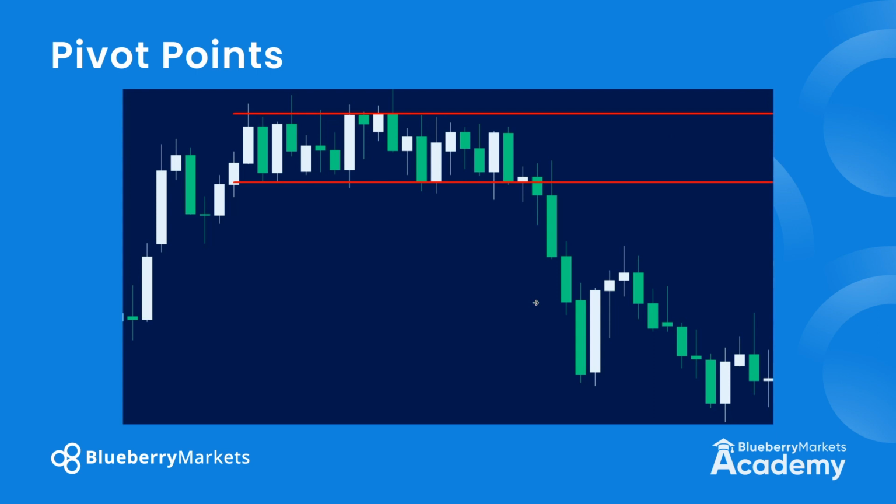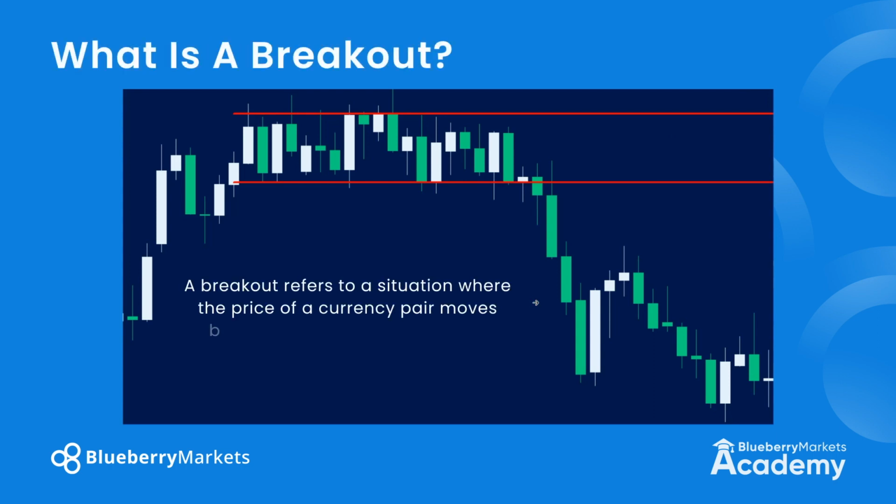Moving on to what is a breakout. A breakout refers to a situation where the price of a currency pair moves beyond a predefined support or resistance level with increased volume. In simple terms, when the price of a currency pair moves to a level where it hasn't been recently, it's considered to be breaking out. Genuine breakouts often come with a spike in trading volume, and momentum oscillators like the RSI or the MACD can provide additional confirmation. After a breakout, the price often comes back to test the level it broke from.